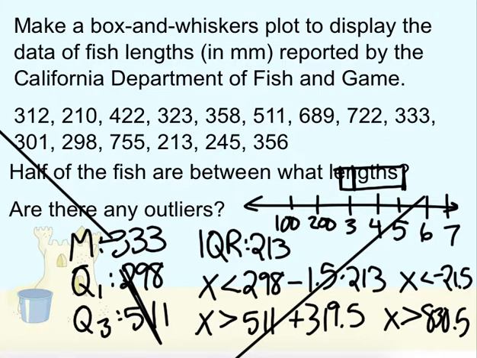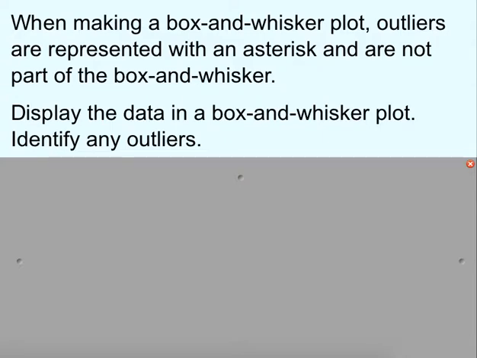So we can just put our minimum and maximum on here. Minimum being 210, so about right here, and maximum being 722, so about right there. Okay? Let's just try one more example.